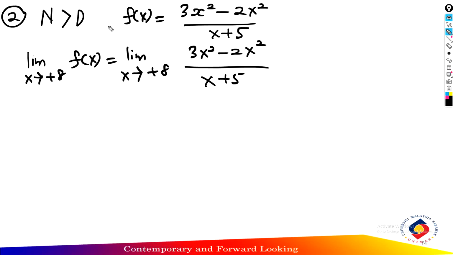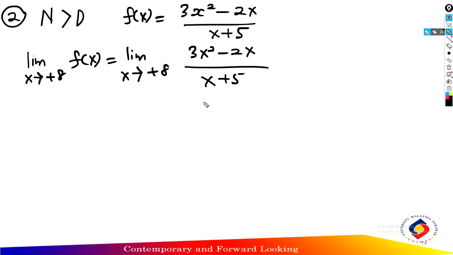So second, f(x) equals (3x squared minus 2x) over (x plus 5). Okay, first find the limits at infinity: the limit as x approaches positive infinity of f(x). So here it equals the limit as x approaches positive infinity of (3x squared minus 2x) over (x plus 5).